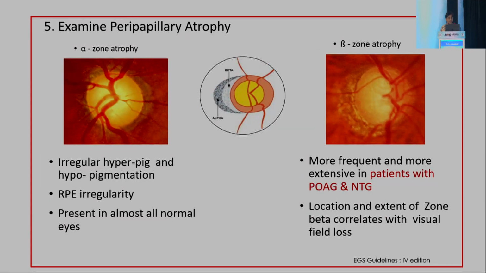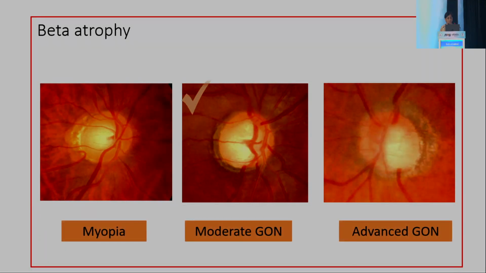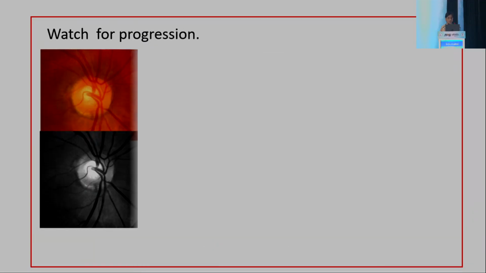Peripapillary atrophy, alpha zone and beta zone, is also important. Beta zone is seen in patients with POAG and NTG and hence needs to be carefully understood. So this can be myopia, but the other two can be glaucoma. So advanced, or is it normal? This is a peripapillary atrophy, but this is definitely a physiologic condition and you need to investigate, but it is not glaucoma.